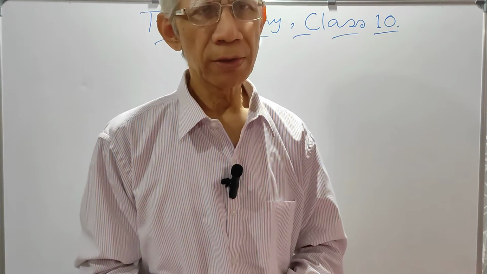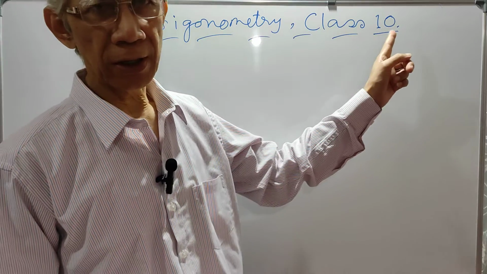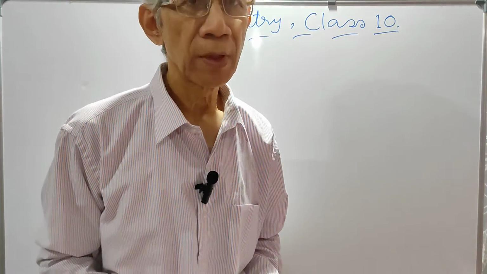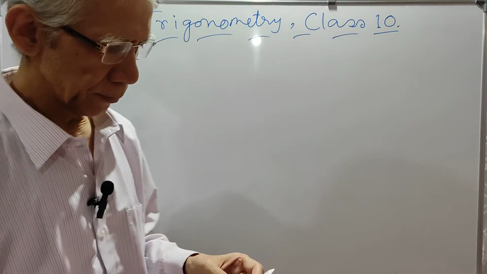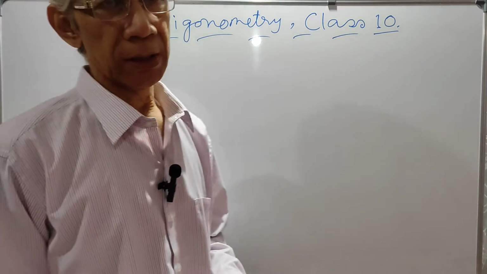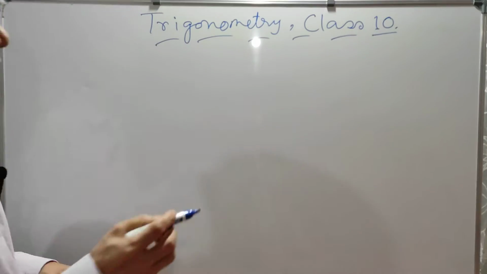My dear students, today I am going to discuss trigonometry for class 10. Let us see the things which occur in the beginning. Now there are 6 trigonometric ratios. All right, so these are the 6 trigonometric ratios.